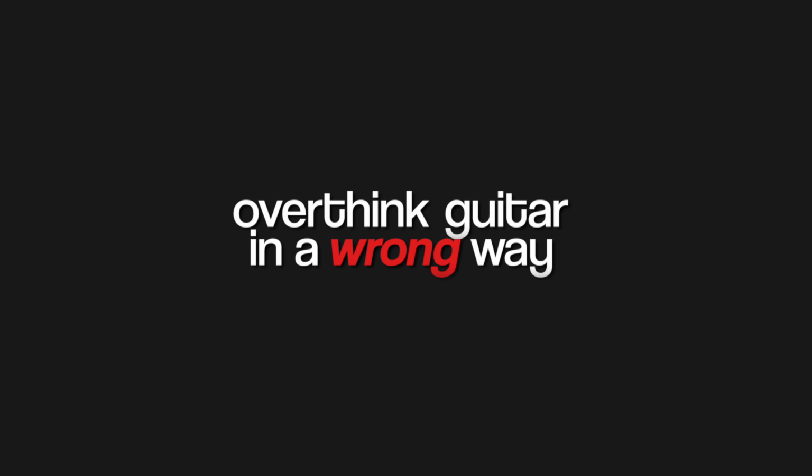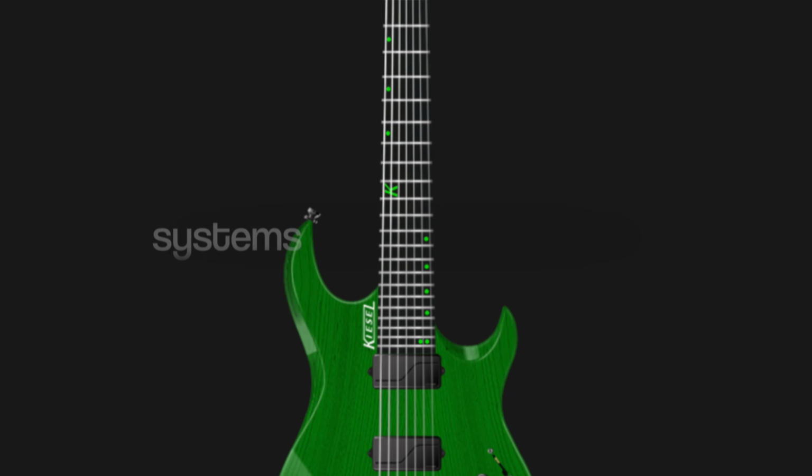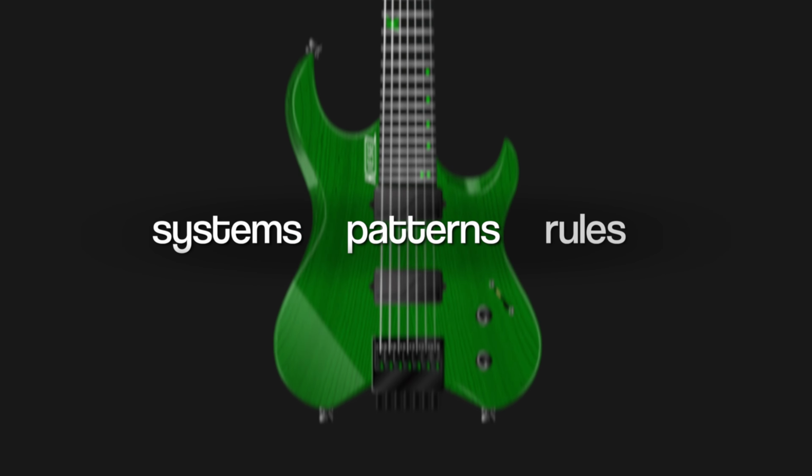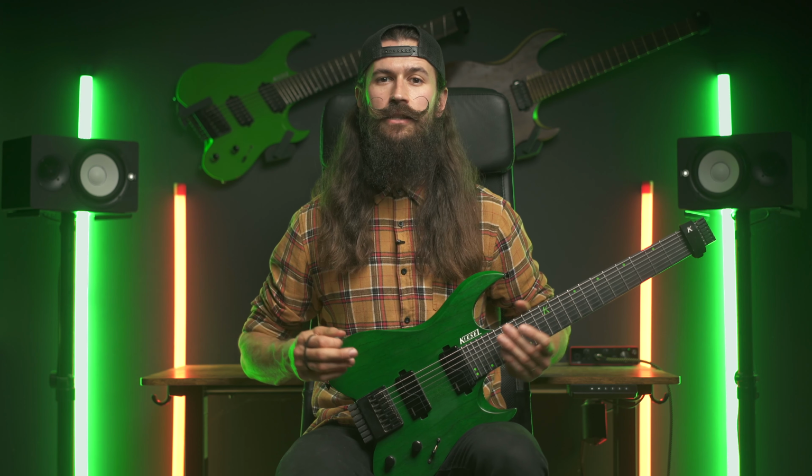Here is where most developers go wrong. They overthink guitar in a wrong way, treating it like abstract, chaotic art instead of the structured code it really is. Guitar operates on systems, patterns, and rules just like programming languages do. When you understand these underlying systems, everything starts clicking into place.